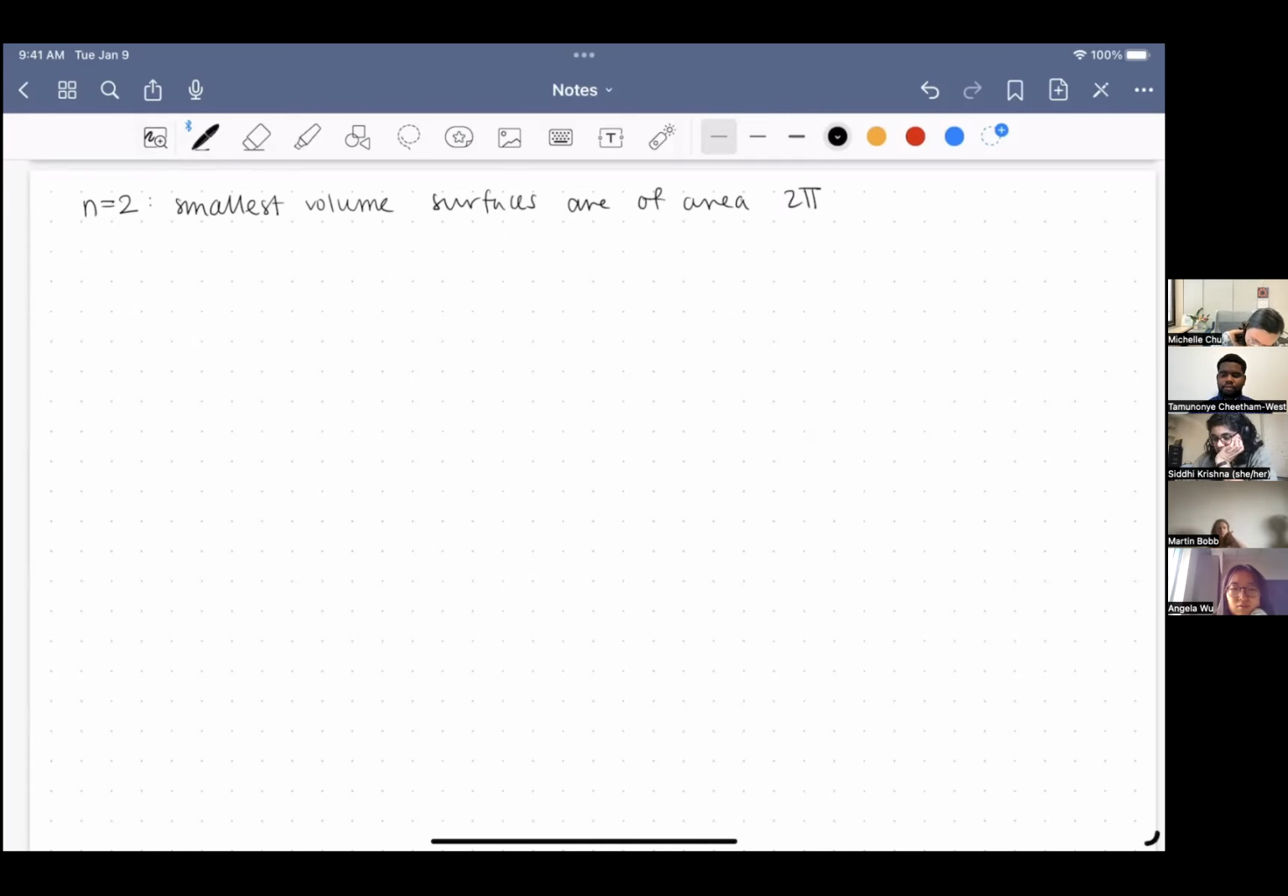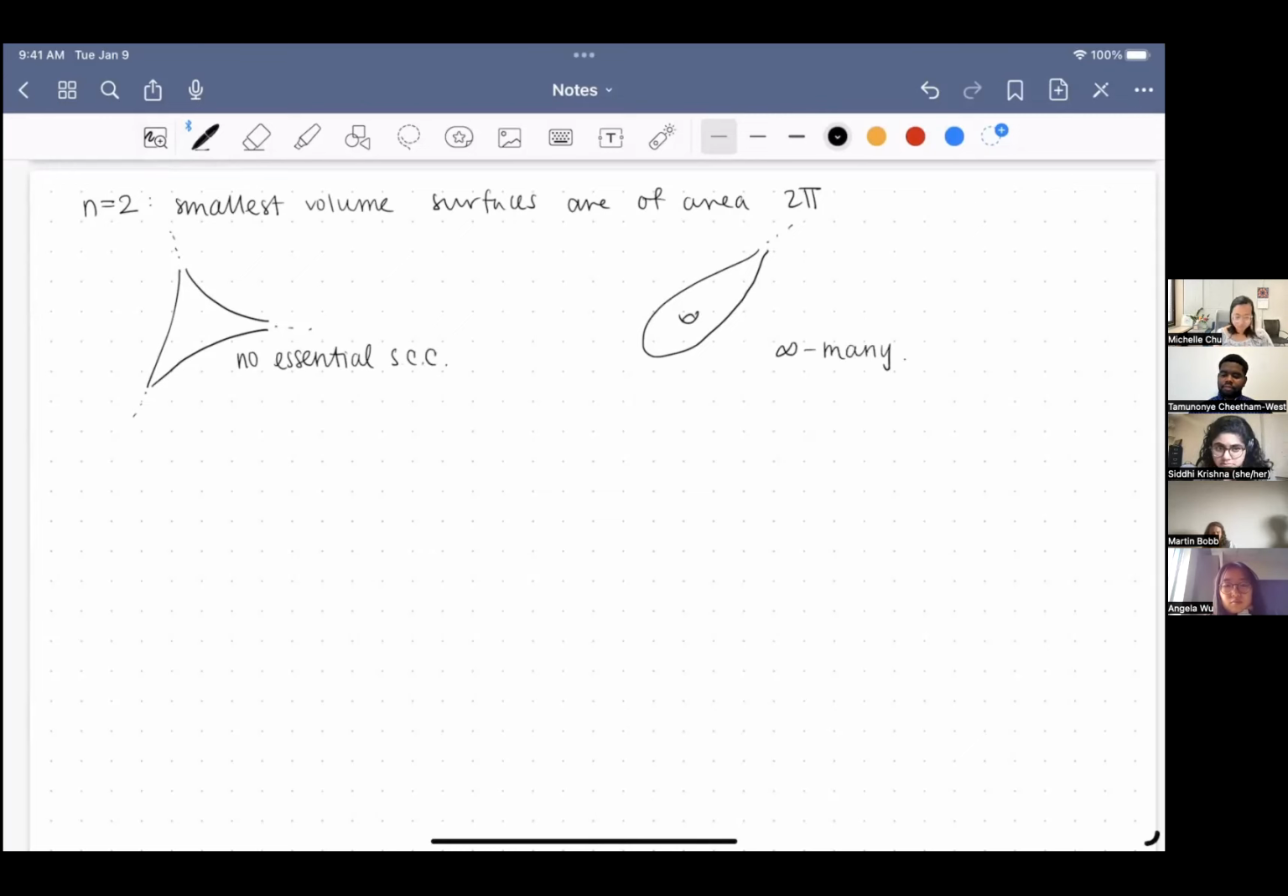So I'll give you the picture again. I drew this one earlier. This is the once punctured torus and the 3 times punctured sphere. So in this case, we have no essential simple closed curves. And in this case, we have infinitely many. Okay, so we saw that earlier. And this is the entire picture of what happens for the smallest area surface.